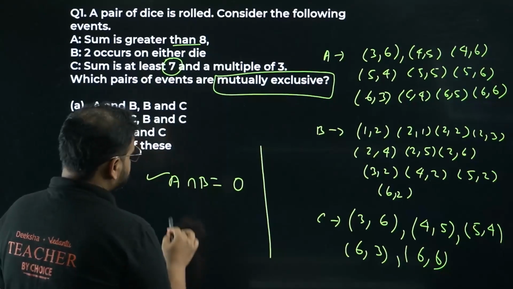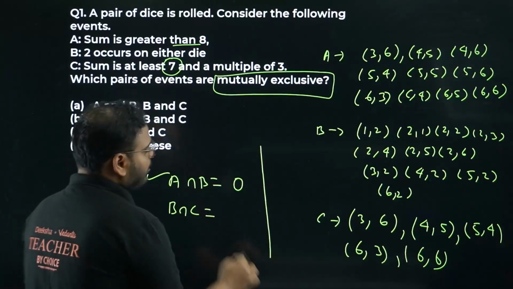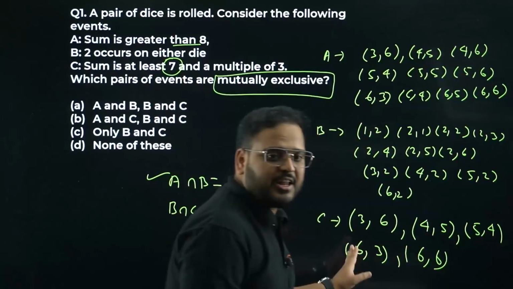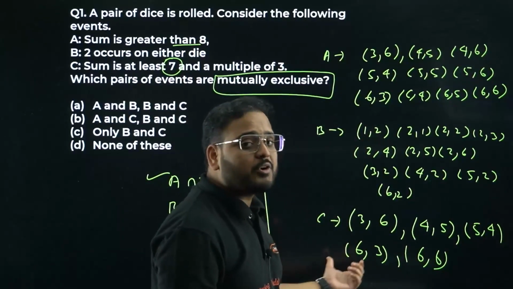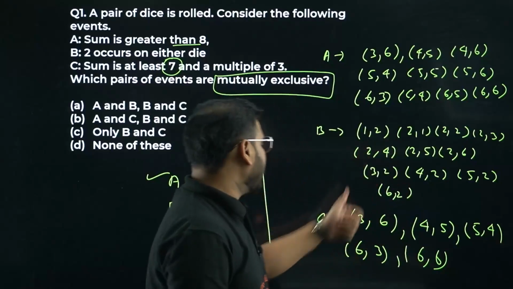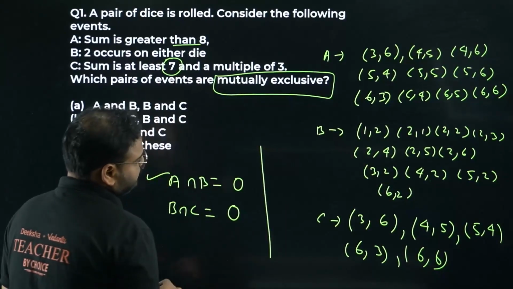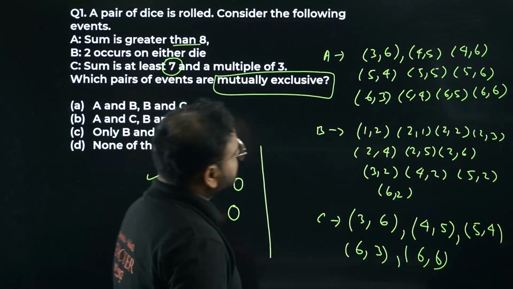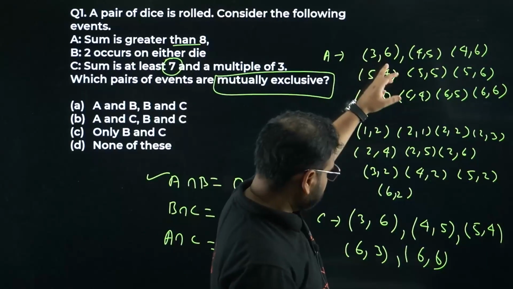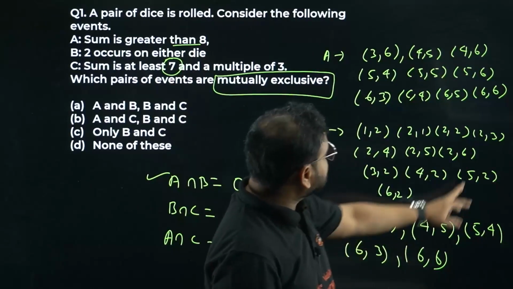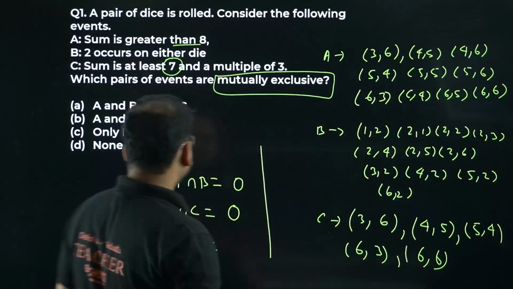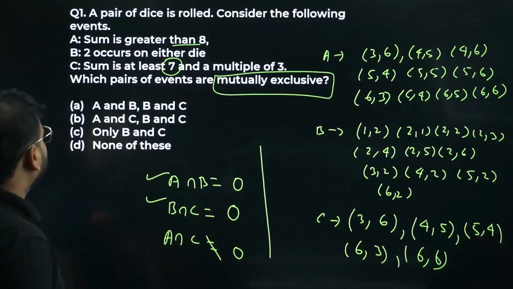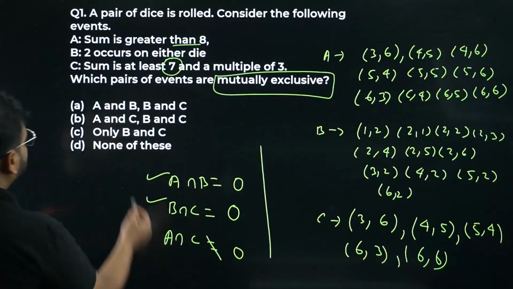What about B and C? Again, over here also there's no 2 present in any of the ordered pairs of set C. It means again B intersection C will also be 0. What about A and C? Please check A and C, sir, I have 3 6. I have 6 6 also, and I have 6 3 as well. So of course it is not equal to 0. So I have the answer as A and B, and B and C.